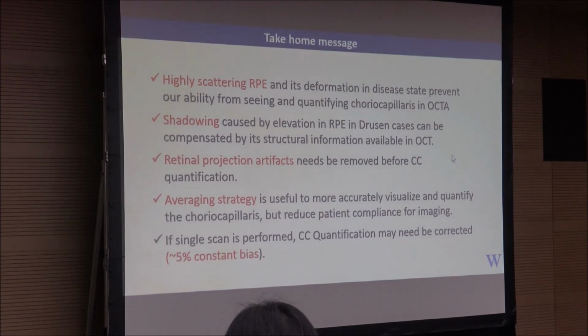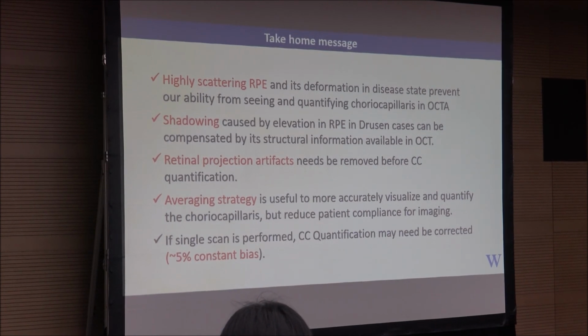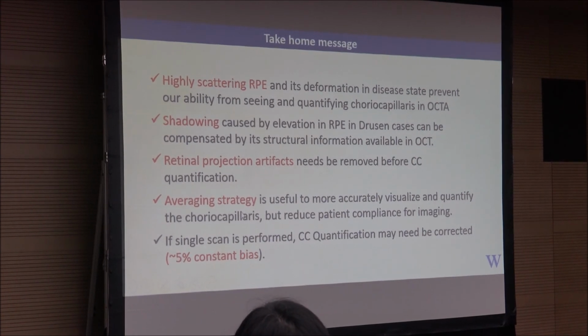With that, I'll give the final summary. The highly scattering RPE and its deformation or elevation in the disease state prevent you from visualizing the choriocapillaris in OCTA. The shadowing effect caused by the elevation of the RPE in the drusen case has to be compensated in order to more accurately quantify the choriocapillaris. The projection artifacts need to be removed for the quantification. Averaging is a very good strategy for more accurate visualization of the choriocapillaris.